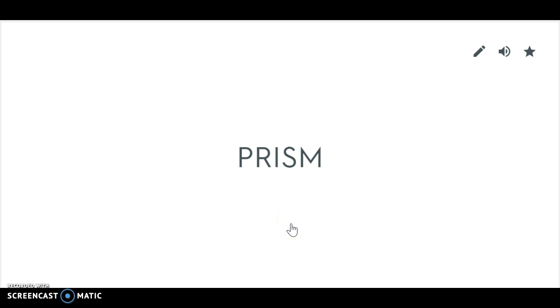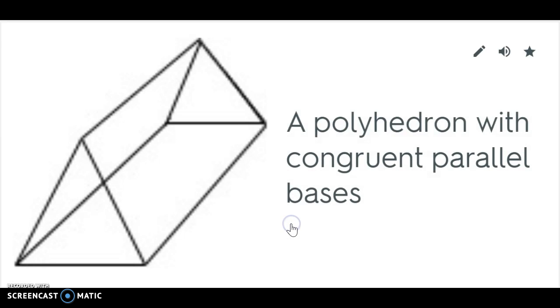Prism. A prism is a specific type of polyhedron. It's a polyhedron where you have parallel bases. If you notice up here, my base is a triangle, and this base back here is also a triangle, so those are parallel. What happens with a prism is it's like you have a flat shape, you take it and you drag it tall, and so it's the same on the top and the bottom.